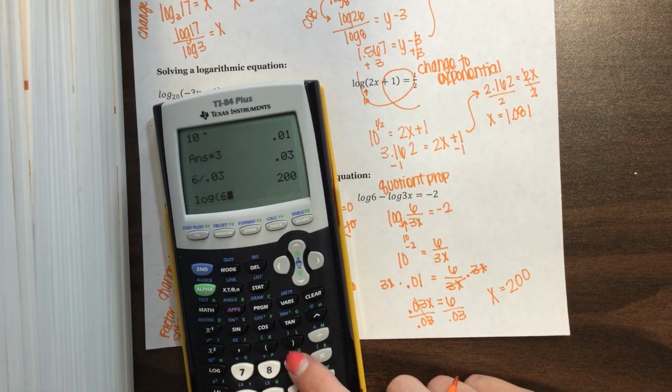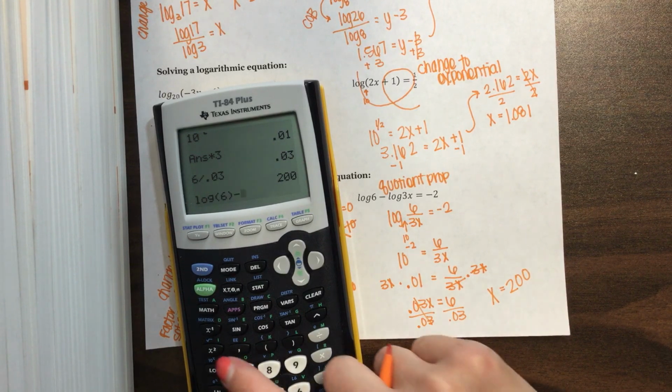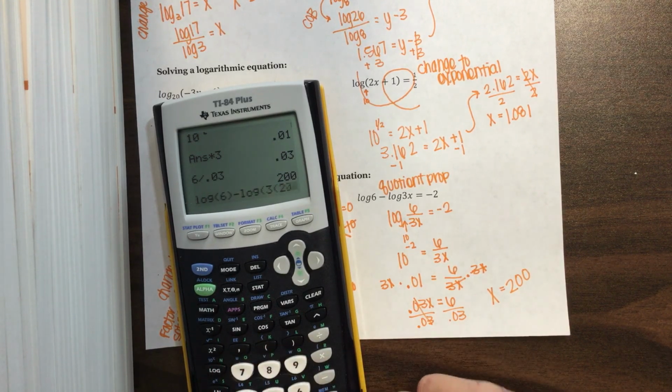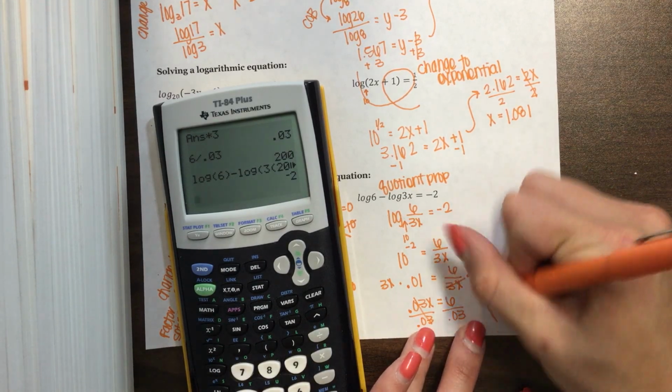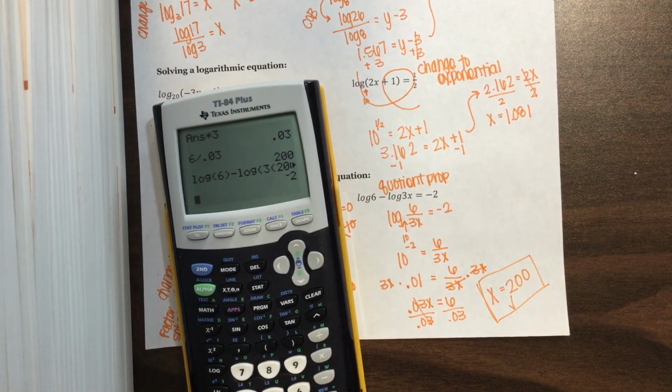So I'm going to go log of 6 minus log of 3 times 200. And I get negative 2, so that is correct. Put a little box around that.